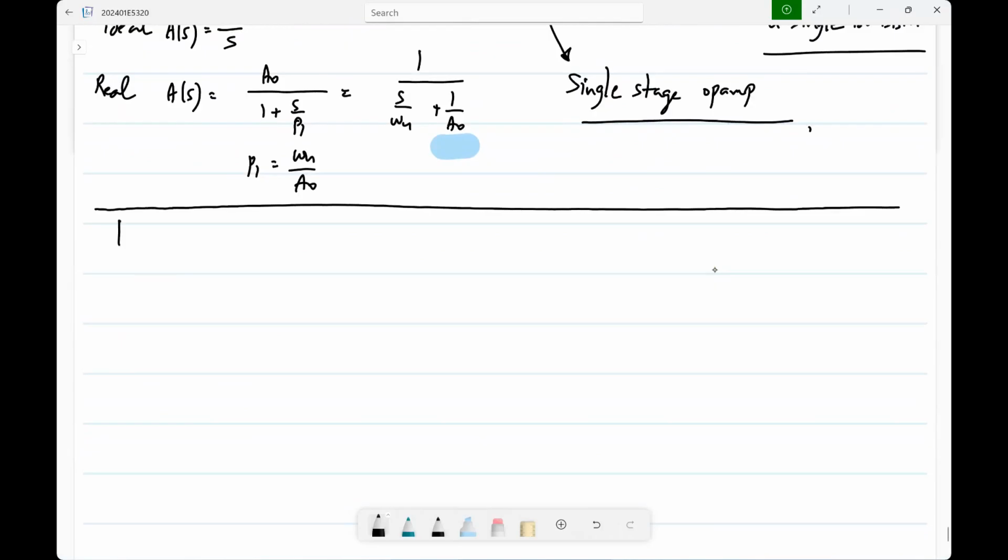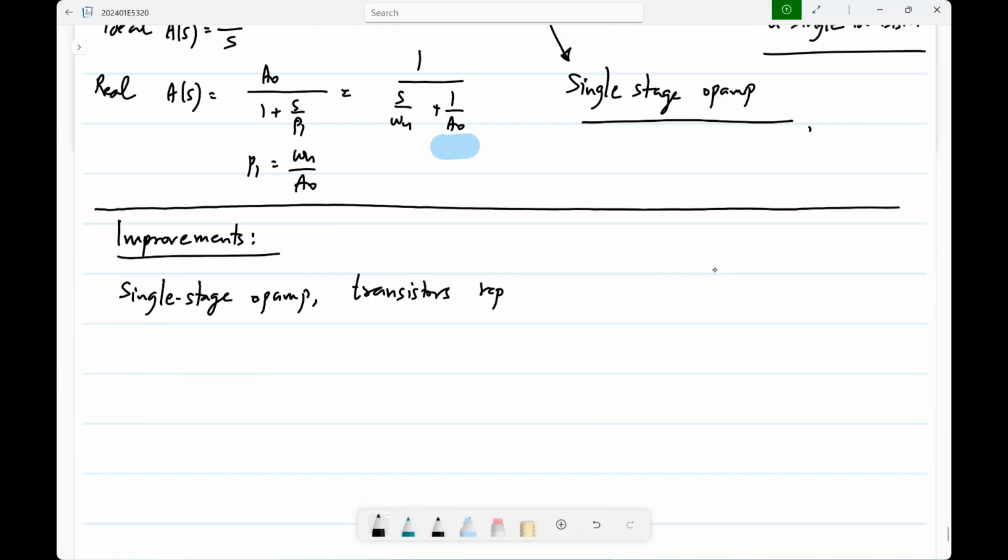So we need to... one set of improvement is basically to still use the single stage op-amp, but with transistors replaced by cascode combinations. What is a cascode combination?